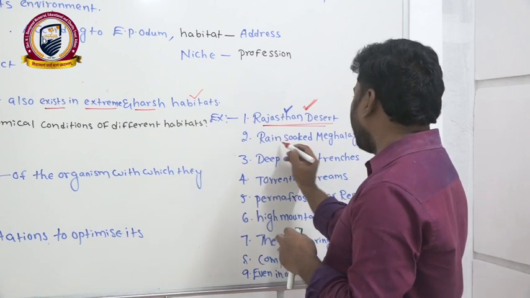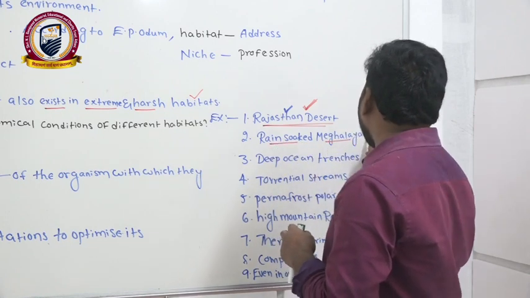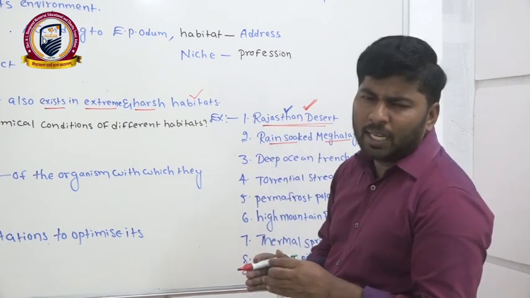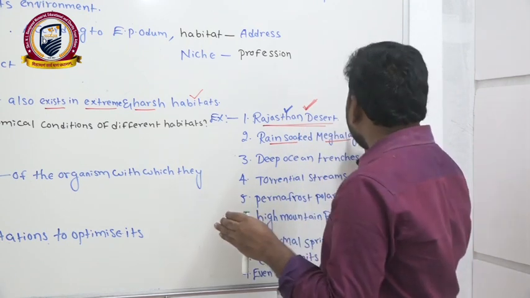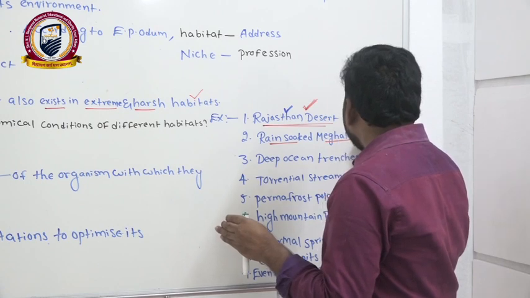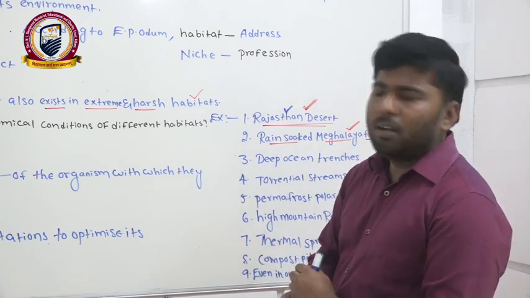Now the next one, if you take the rain-soaked Meghalaya forest. Always, if you see, the Meghalaya forest is full of rains. There also some of the organisms are living in the Meghalaya forest.